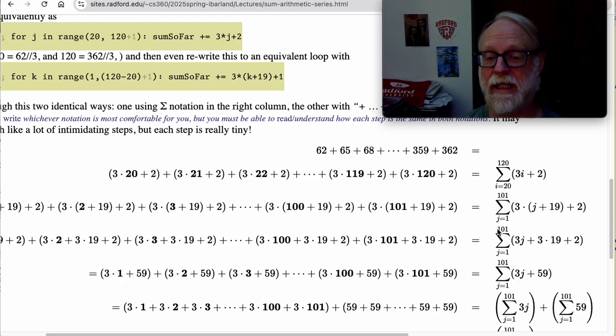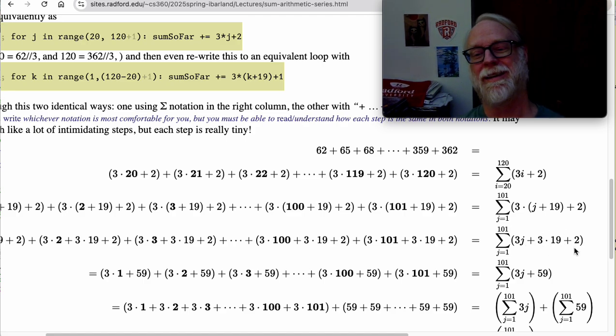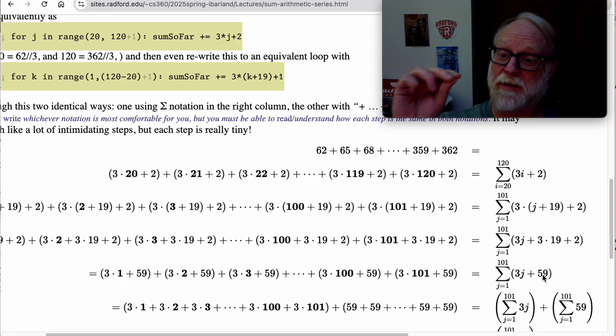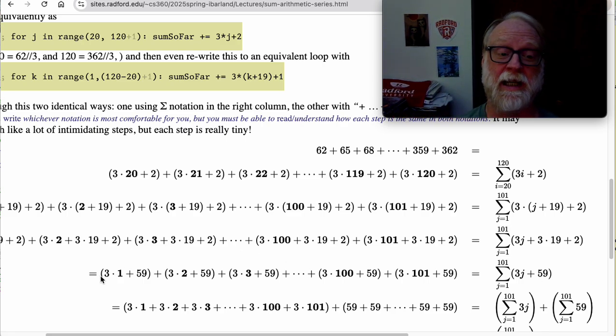Now if I look at this, the left-hand side is 101 things that each look like that for a particular value of j. Hey, 3 times 19 plus 1, I can do that. 3 times 19, that's almost 3 times 20, that's 60, so it's 57. Plus 2 is 59. Okay, so plus 59. Great. I'm taking this really one small step at a time. So this, 3 times 3 plus 3 times 19, that's 3 times 3 plus 59. And the second one was 3 times 2 plus 59. 3 times 1 plus 59. Okay, so that's what we got.